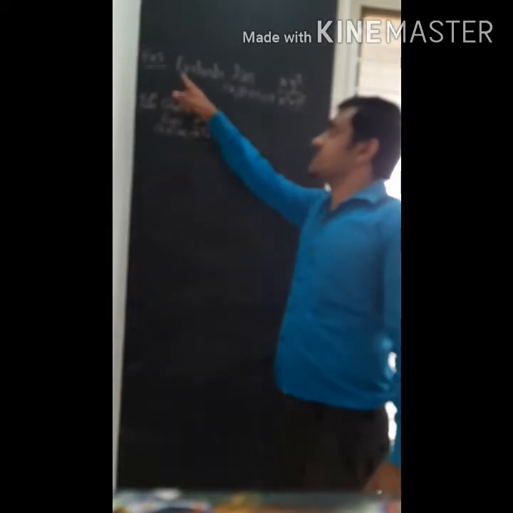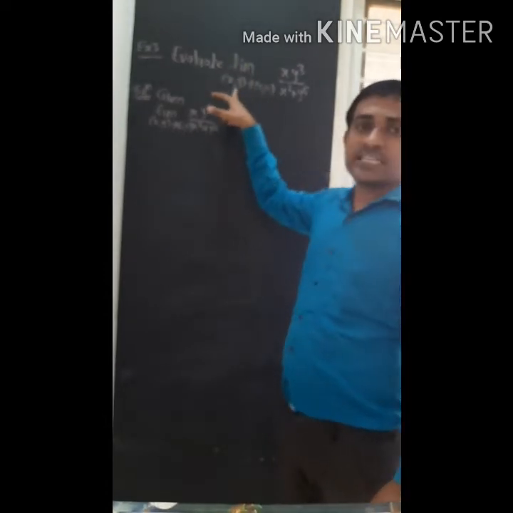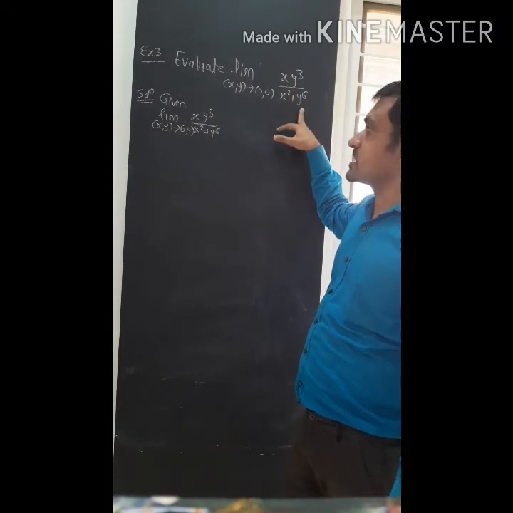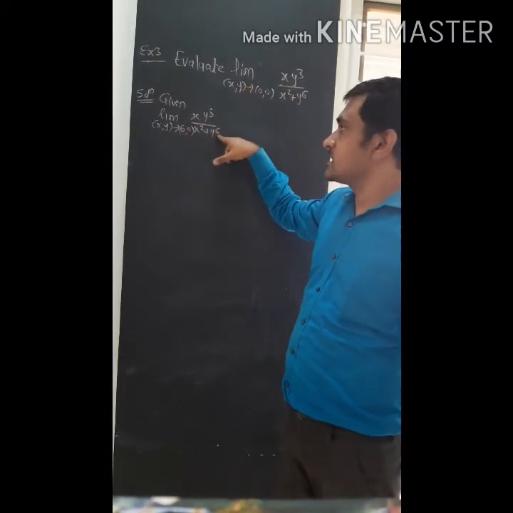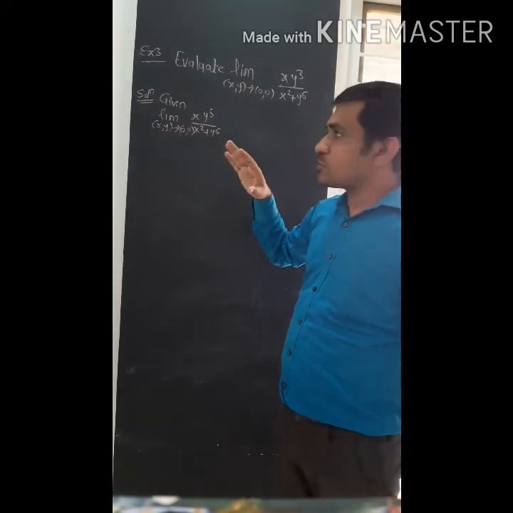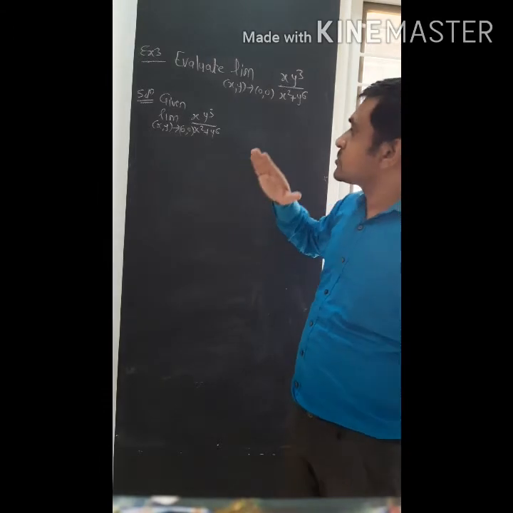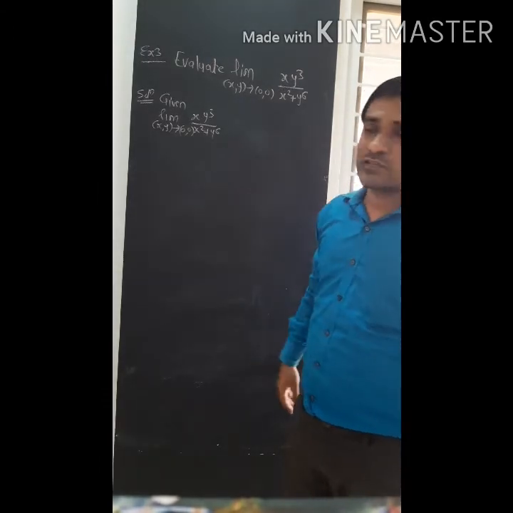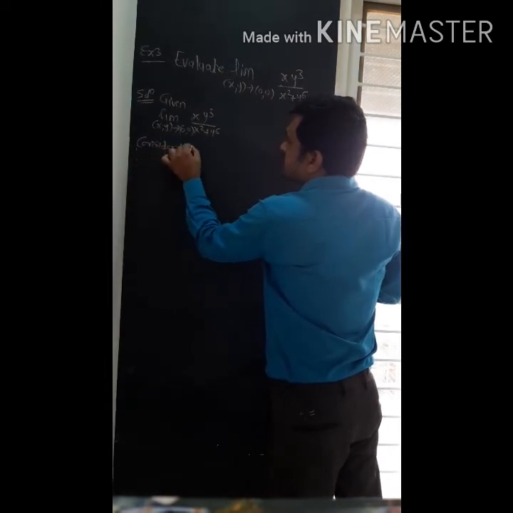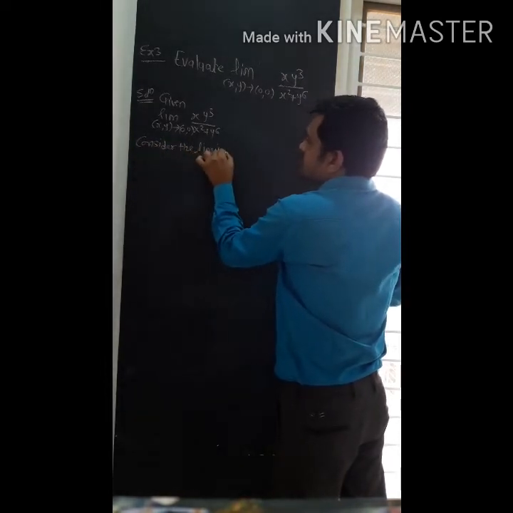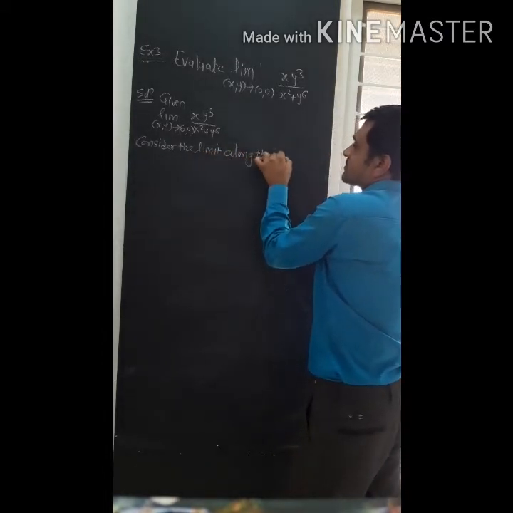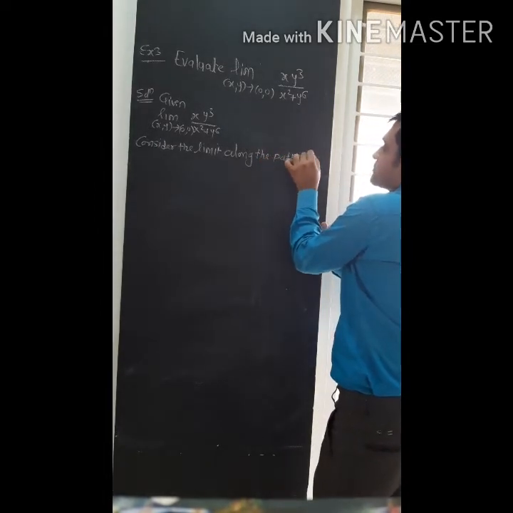Now example 3. Evaluate the limit (x,y) tends to (0,0) of x y cube upon x square plus y raised to 6. So the given limit is nothing but, now we have to solve this limit along two different paths so that we get two different limits. So first consider the limit along the path y is equal to 0.